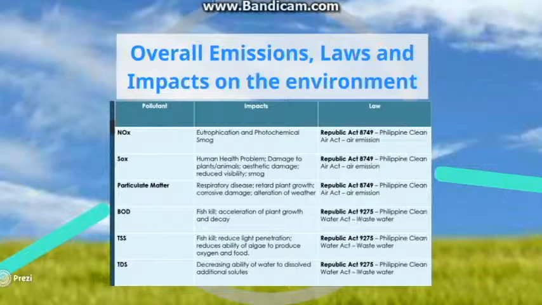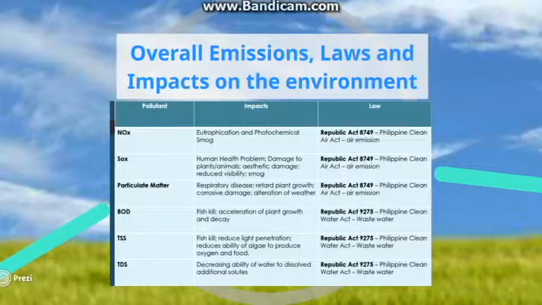For the water pollutant TSS, total suspended solids, the environmental impacts are fish kill, reduced light penetration, reduces the ability of algae to produce oxygen and food. And the abiding law is Republic Act 9275, Philippine Clean Water Act.